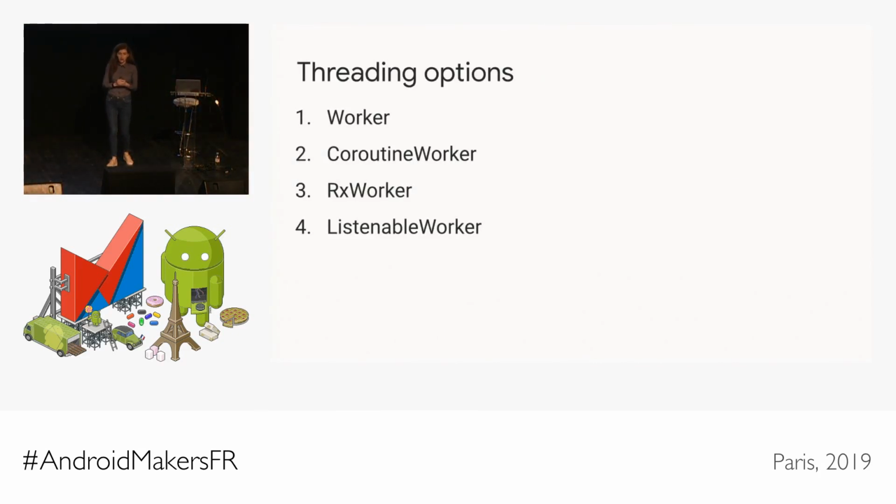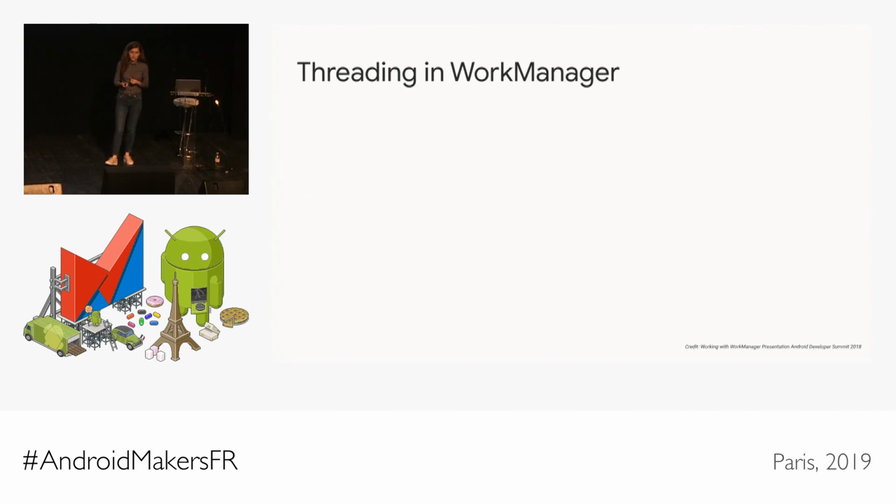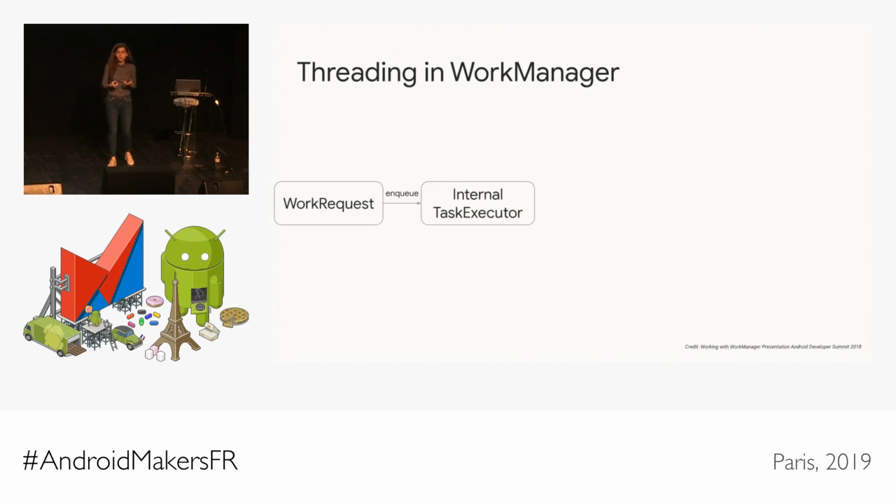Threading options. There are four main options right now implemented in WorkManager, but we are also able to create our own. Let's see first of all what's happening with the threading in WorkManager. So we have the work request. This work request is enqueued, and we have inside an internal task executor that will take this task and will keep it in a database. So everything is saved in a local database. They use Room, and this database is able to make sure that our task will run even if our system restarts.